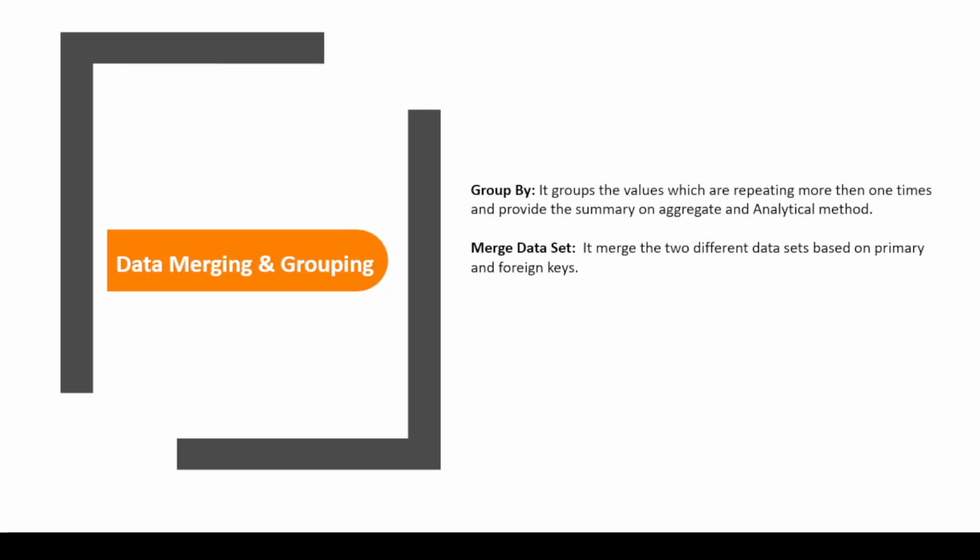It will actually be a particular column that contains unique values, which is called the primary column, and the foreign column also contains values that may repeat more than one time. So on the basis of that, two columns in two different data sets can easily be merged.